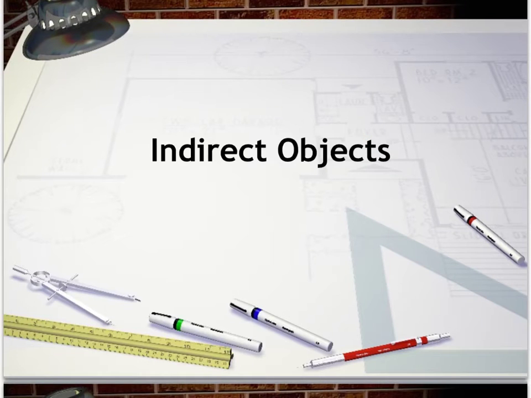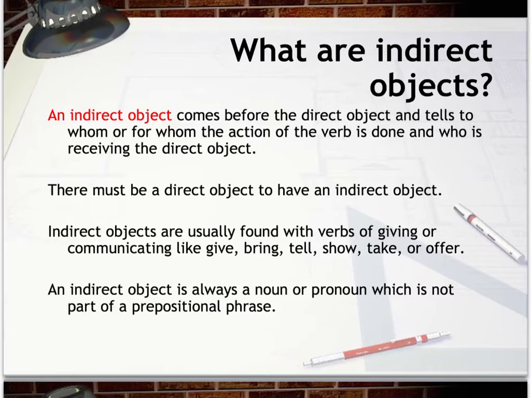Indirect objects. What are indirect objects? The indirect object comes before the direct object and tells to whom or for whom the action of the verb is done, and who is receiving the direct object. There has to be a direct object to have an indirect object. Indirect objects are usually found with verbs of giving or communicating, like give, bring, tell, show, take, or offer. An indirect object is always a noun or a pronoun and is not part of the prepositional phrase.